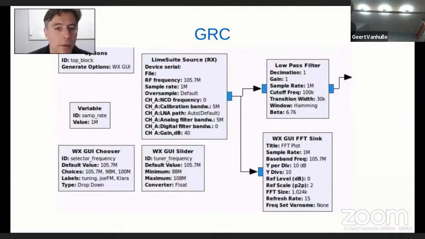1 megasample of sample rate means that I have 105.7 megahertz as local oscillator, and I have a bandwidth of 1 megahertz around this local oscillator captured by my software-defined radio. So I have 1 megahertz of bandwidth, and we have to be cautious here because it is actually 500 kilohertz above my local oscillator and 500 kilohertz below my local oscillator, the positive and the negative frequencies.